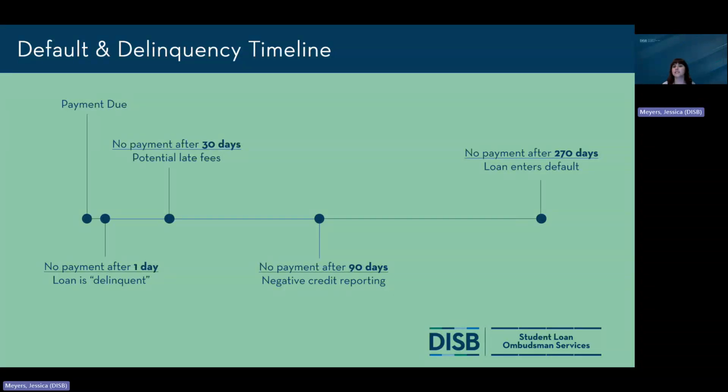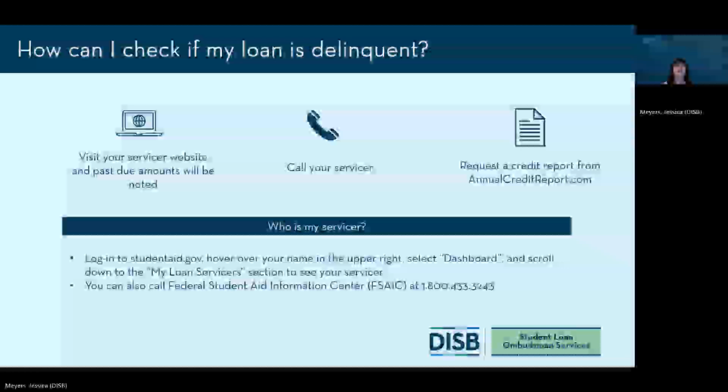As a borrower, here's the timeline to know. Delinquency and default are all tied to your timeliness with your payment due date. After 1 day, your loan is considered delinquent or past due. If you don't submit a payment in 30 days, that's when a late fee may be incurred. After 90 days, you can experience negative credit reporting. After 270 days, the loan may enter default, and that begins the cascade of default impacts that we discussed, such as potential tax return offsets and wage garnishment.